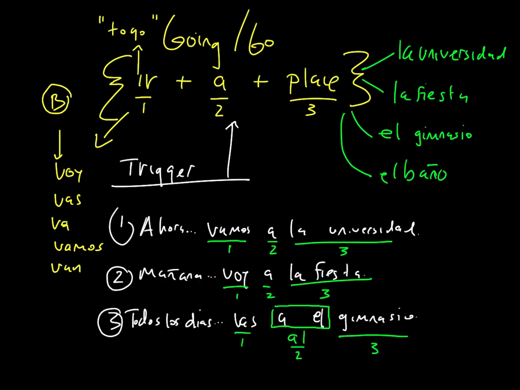If we look at our places up here, el gimnasio and el baño will change to al. La fiesta and la universidad will stay a la. But el gimnasio and el baño are both going to change to al. Take a look at this formula.